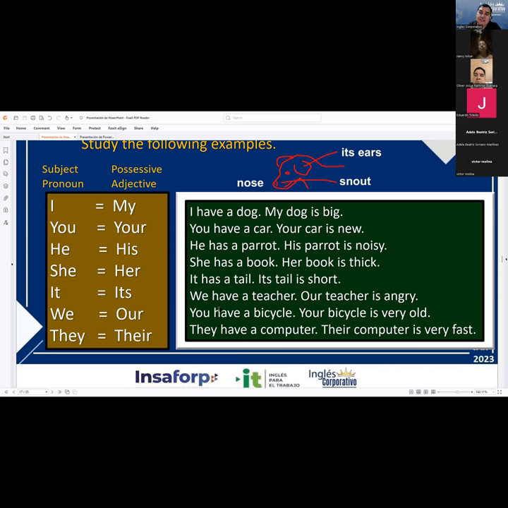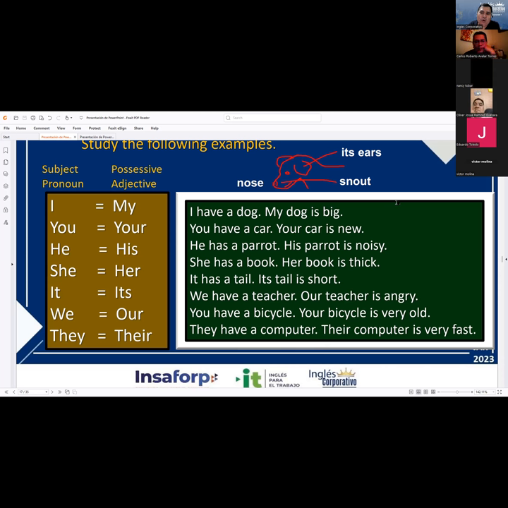We have a teacher. Our teacher is angry. You have a bicycle. Your bicycle is very old. They have a computer. Their computer is very fast. It's very fast. Their computer is a Ryzen, very fast. They have a computer. It's very fast.